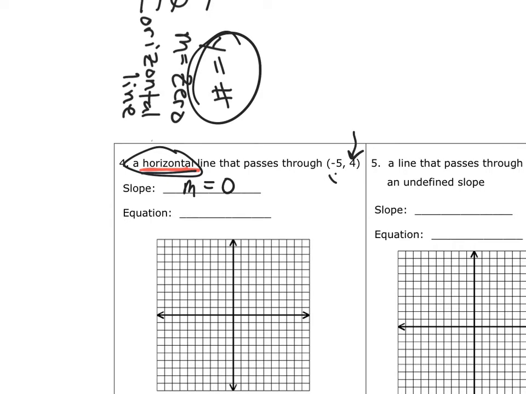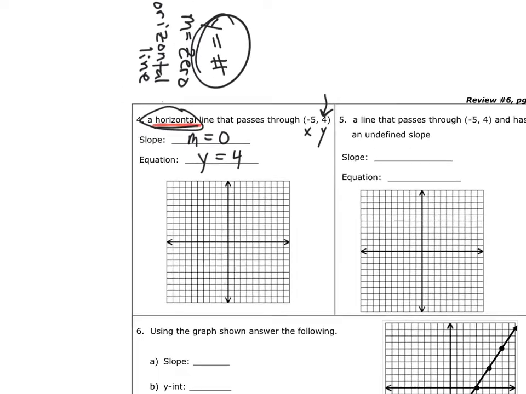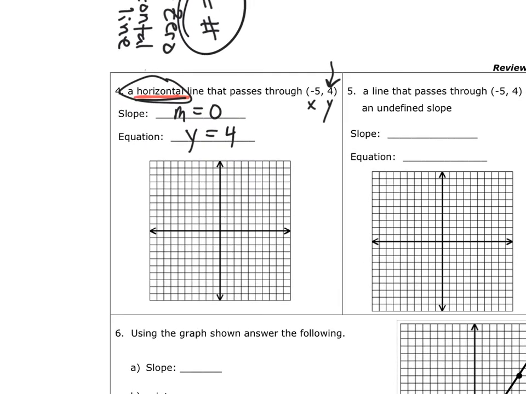So if I look here at this point, this is x and y. So I know the equation is going to be y equals 4. So when I'm graphing it, I go to the y-axis, that's right here. I go to where it's 4, 1, 2, 3, 4, draw my point, I know it's a horizontal line, there we go, we're done.